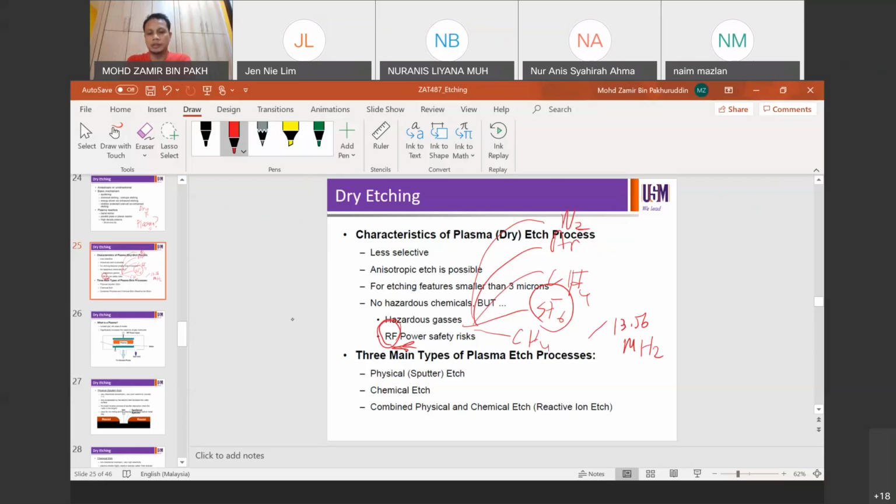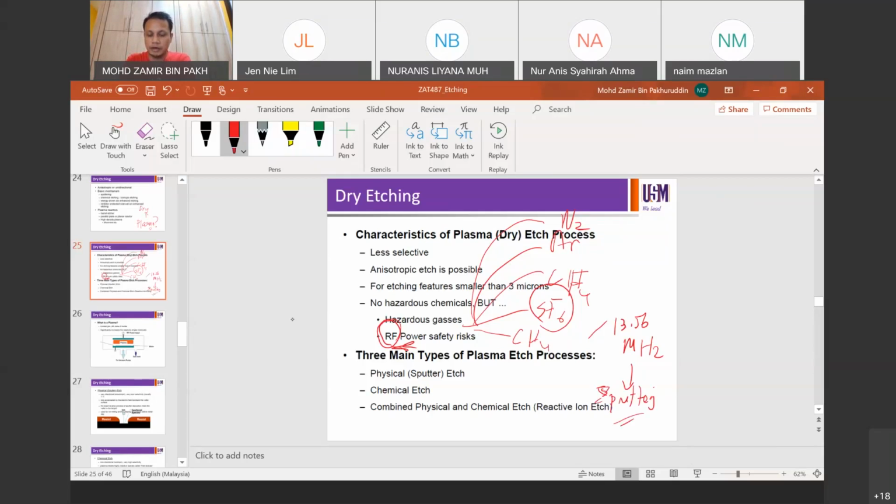the etching process. Any one of you pernah pakai sputtering process dalam lab? Siapa pernah sputter? Fazira sputter kan? Izian pun sputter kan? I know few more.